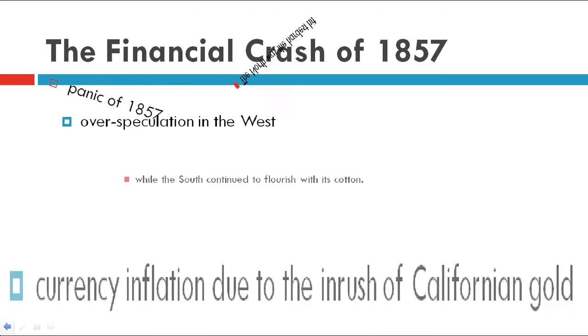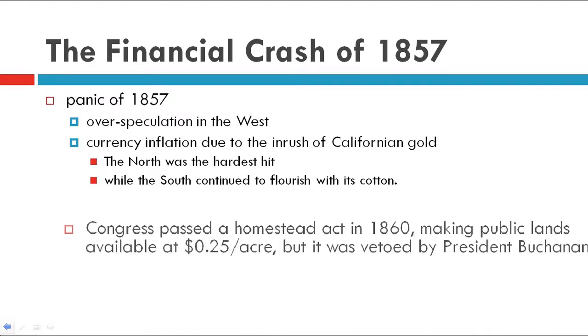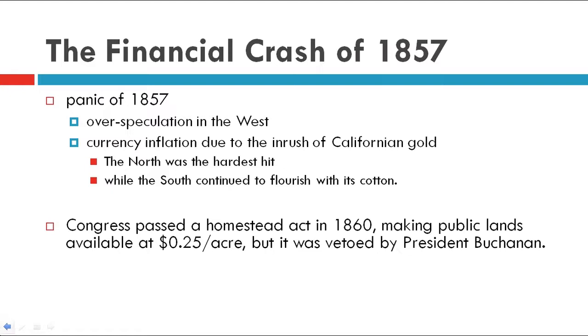So in 1857, there's another financial panic. This is due to the overspeculation in the West, as well as inflation related to the California gold rush. The North is hit very hard, and the South continues to flourish with its cotton trade. Now, there's a real push to actually give out free land to pioneers in the West, and this does pass Congress in 1860, providing land at 25 cents an acre. Several groups opposed this, notably the industrialists in the North, who thought that it would drain workers, and Southerners, who thought that the West would fill up with free soil and therefore prevent the extension of slavery. James Buchanan vetoed this.